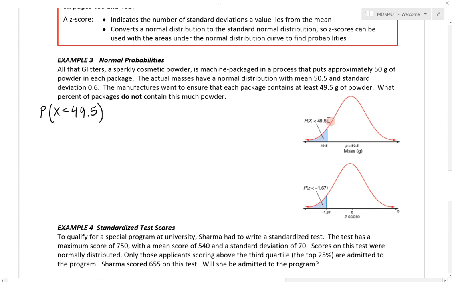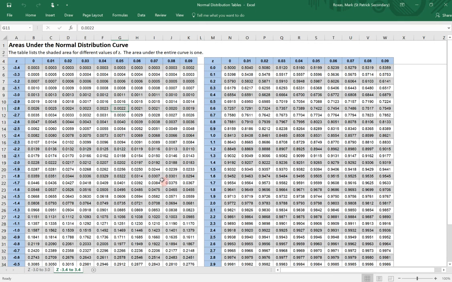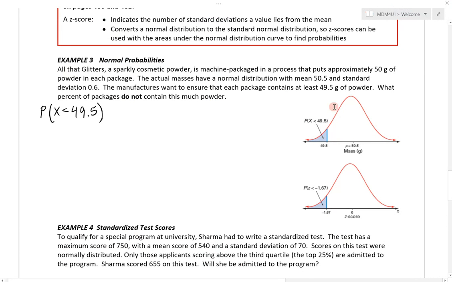Now, how do I calculate the area? How do I find what I want? Well, you need to use the standard normal distribution, the standardized one, because there we have all the area values, the probability values that we need to find. Now, to standardize it, we've got to make use of our z-score. So we're going to find the z-score for 49.5. The z-score is equal to x minus the mean value over the standard deviation, which is 49.5 minus the mean value of 50.5, over the standard deviation of 0.6.